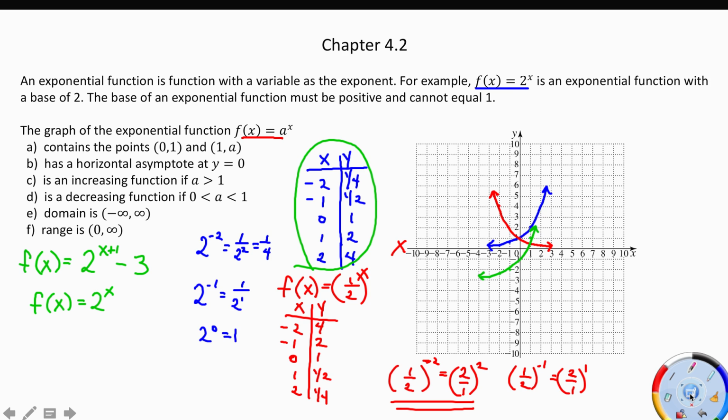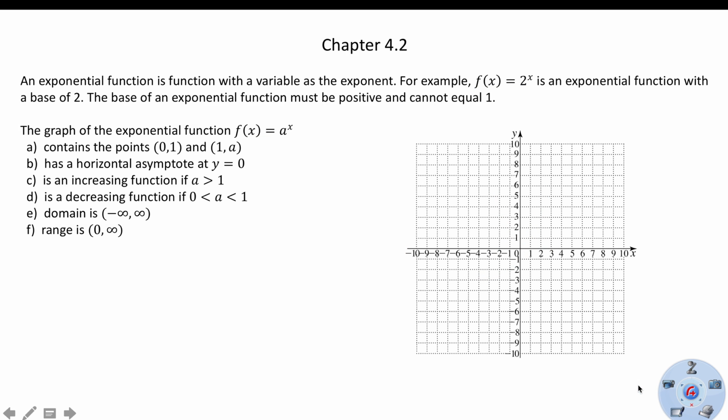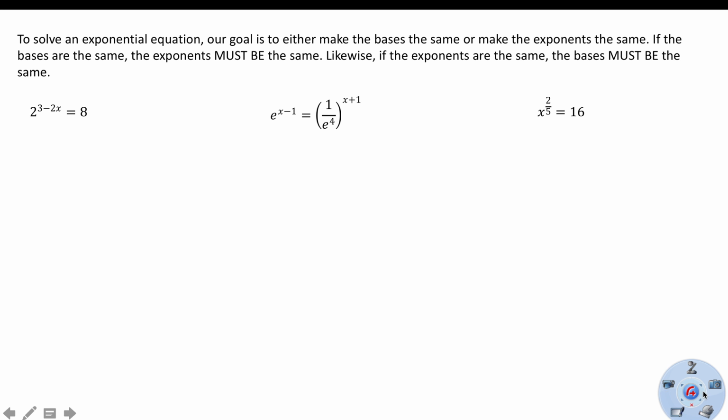Okay, so that's graphing exponential functions. Let's look at just solving an equation of an exponential function. To solve an exponential equation, notice I just have one variable now, so I should be able to solve it. Right? It's not a function with two variables where I have to draw the graph.